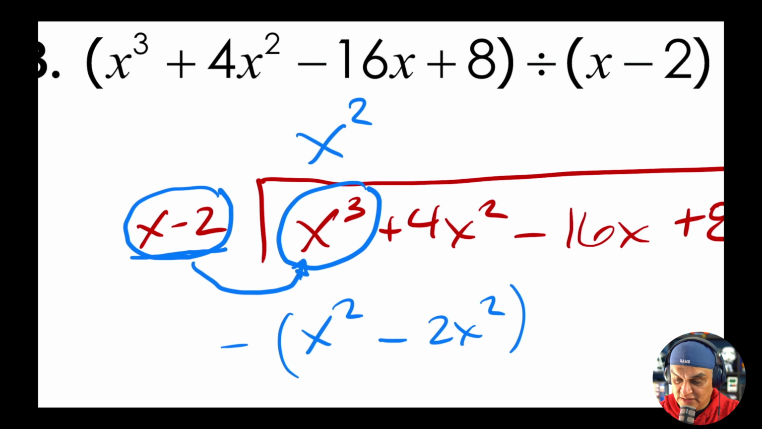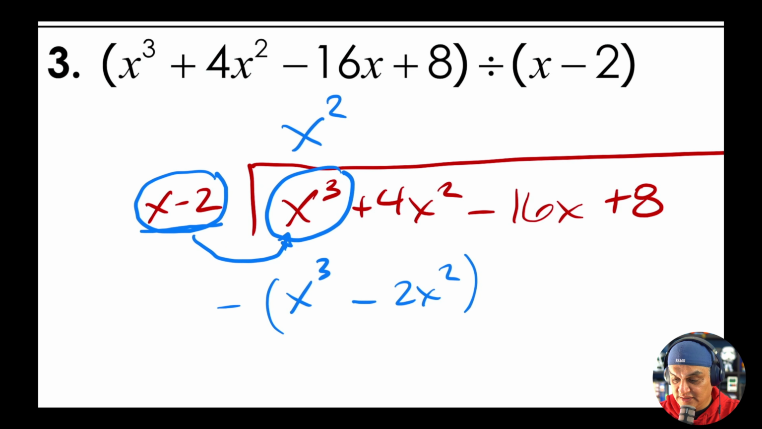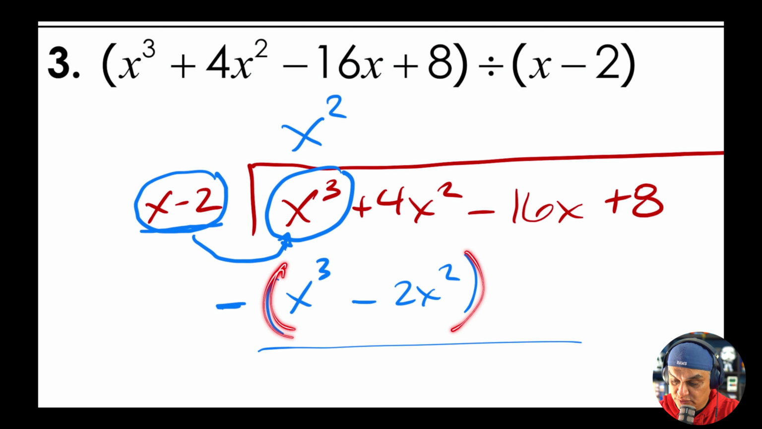Now I have to multiply it to that, but there are 2 pieces here, so I multiply it to each one, distributive property. x squared times x gives me, not x squared, it gives me x cubed. And then x squared times negative 2 is negative 2x squared. And here's the part where some of you asked about parentheses, because the next step is to subtract. But I'm going to subtract this whole group, so I put it in parentheses. Now let's subtract.